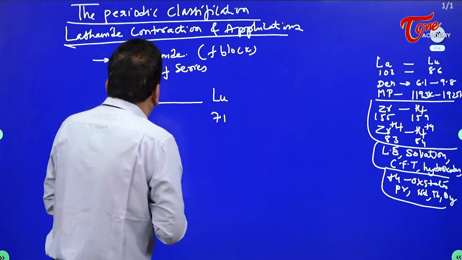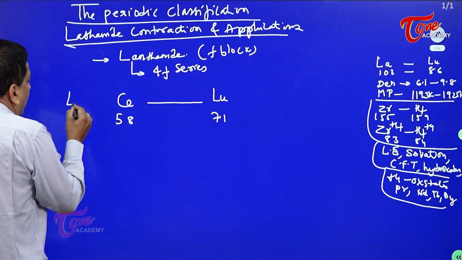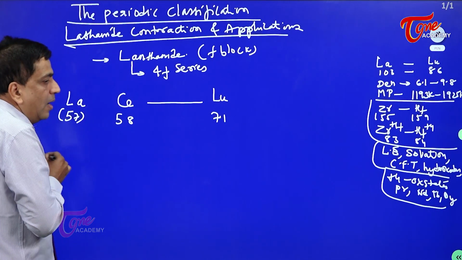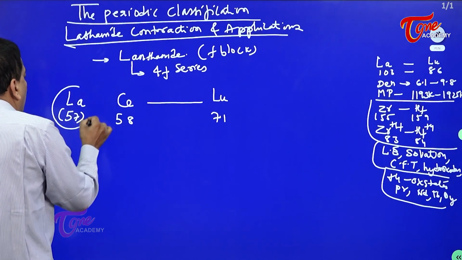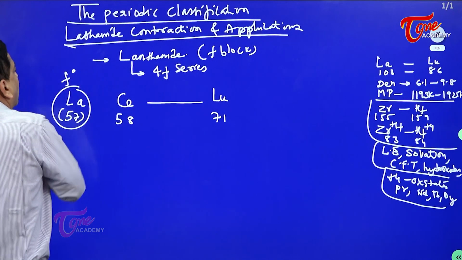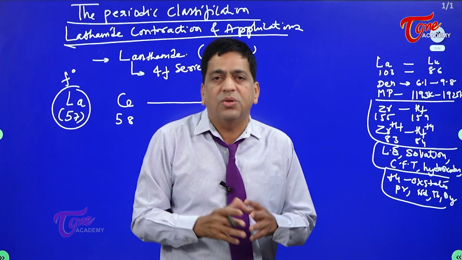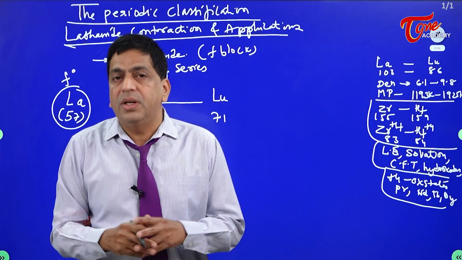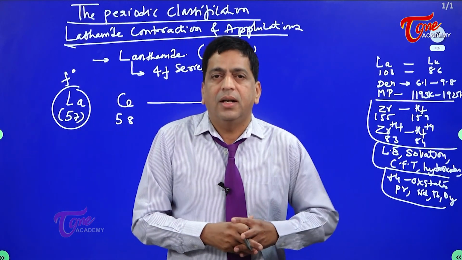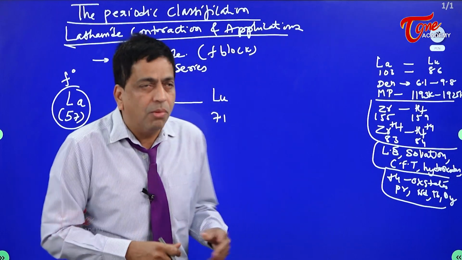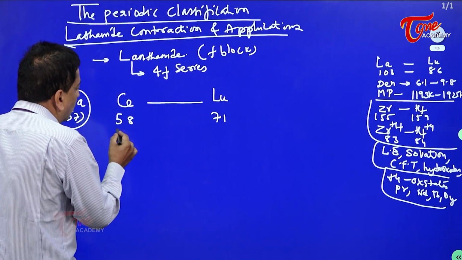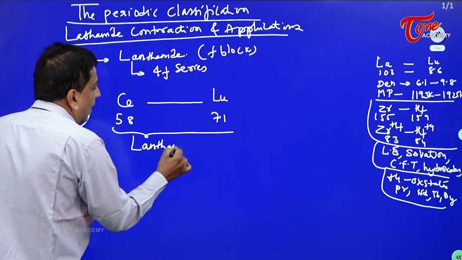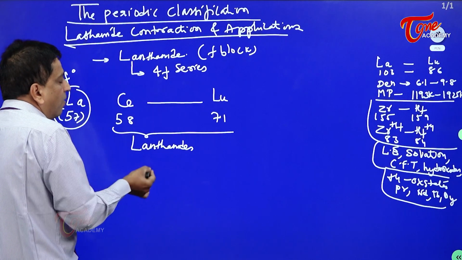Cerium to lutetium. And you have lanthanum also here, which is 57, but it has no electrons in the f subshell. It has 0 electrons in the f subshell. So I don't consider lanthanum to be f block, theoretically. Based on properties it can be, but it belongs to the d block. These are what are called the lanthanides.